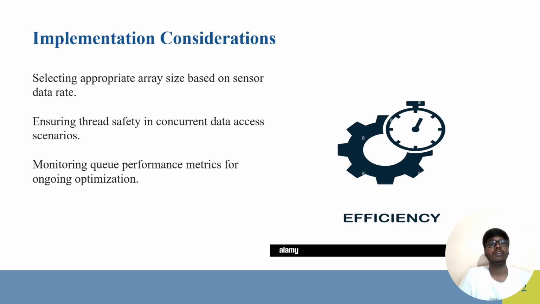Implementation considerations. Selecting an appropriate size based on sensor data rate, ensuring thread safety in concurrent data access scenarios, and monitoring queue performance metrics for ongoing optimization. Here, selecting the appropriate size based on the sensor data rate, and ensuring thread safety in concurrent data access scenarios, is the most important thing during the implementation.